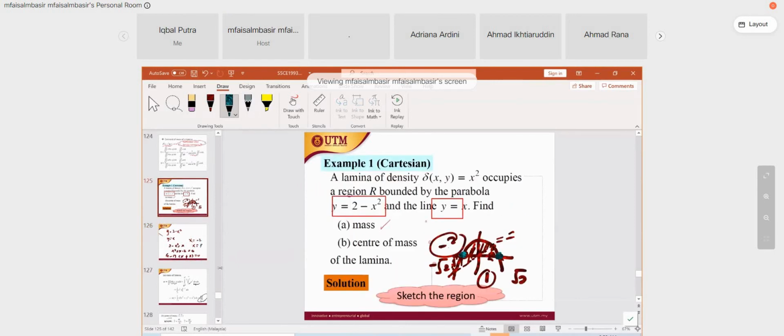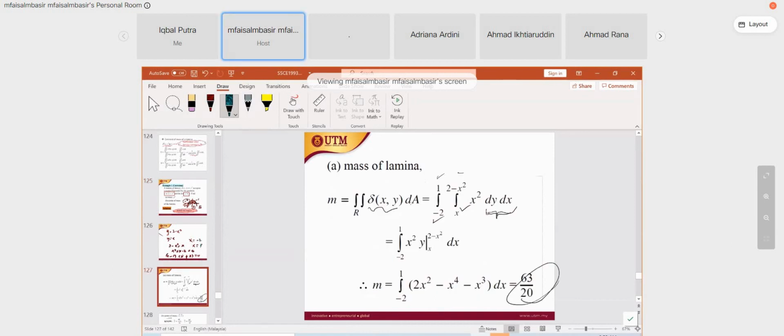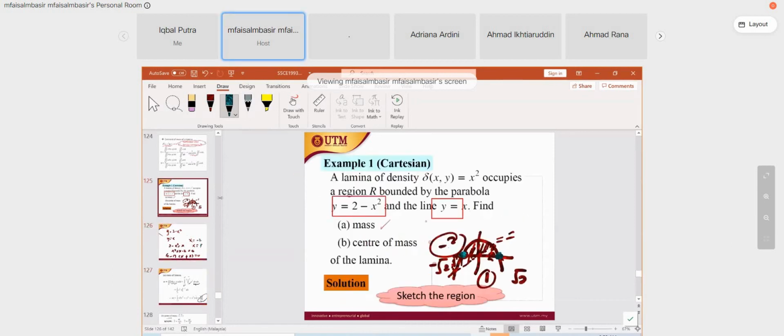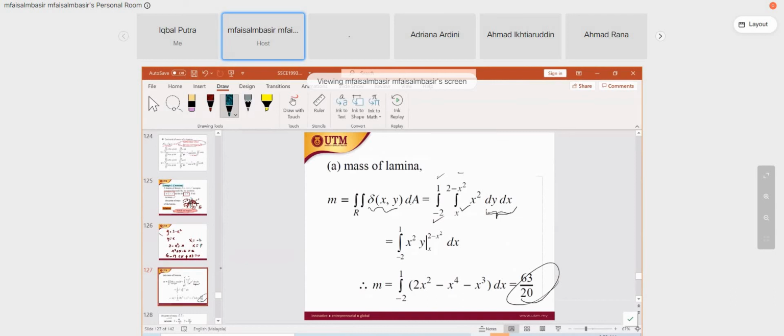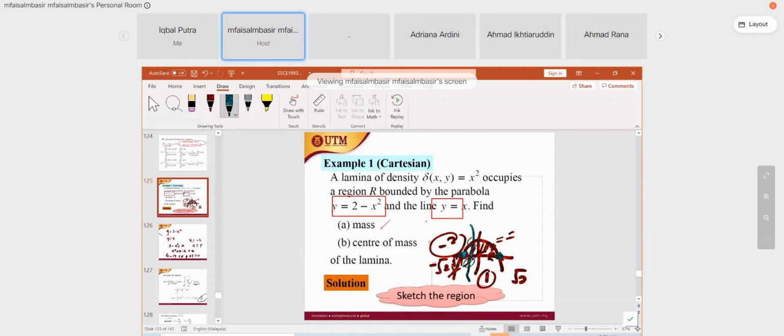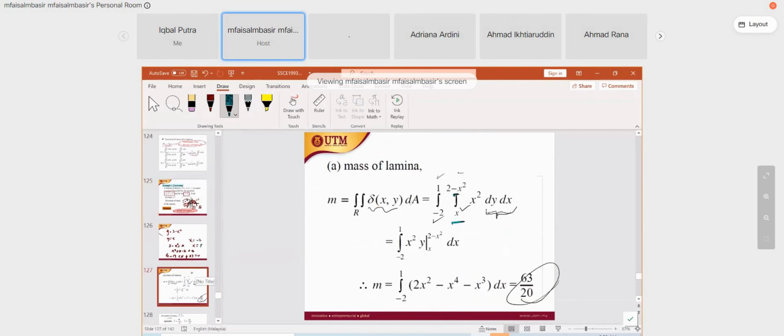So if I use type 1, cut like this, this is y equals x, and this is y equals 2 minus x squared. Why x squared? Because the density is x squared. Understand?